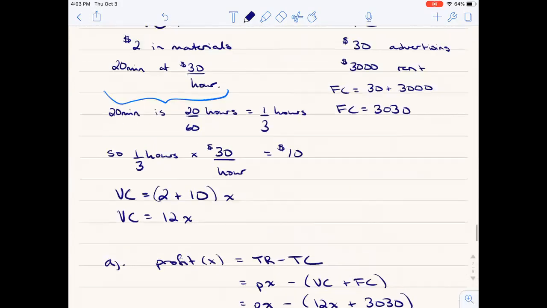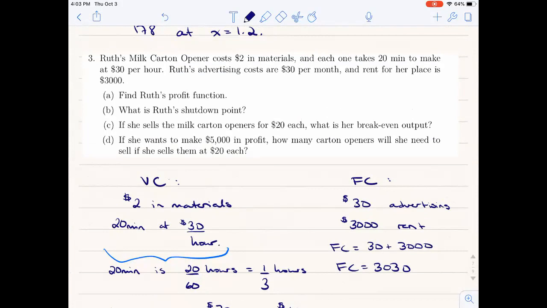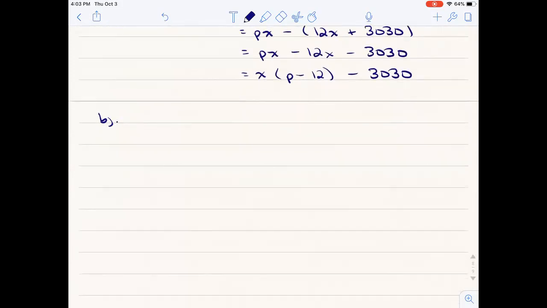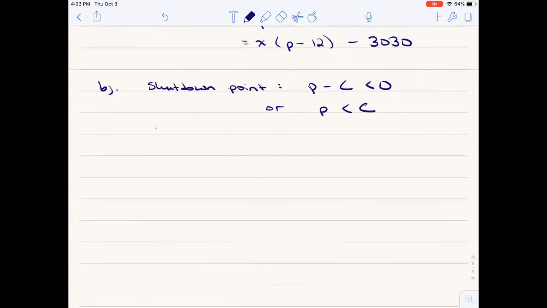Part B asks, what is Ruth's shutdown point? This one is kind of a little too simple, right? The shutdown point for any profit function is when P minus C is less than 0, right? Or when P is less than C. Therefore, Ruth's shutdown point is when P is less than 12.